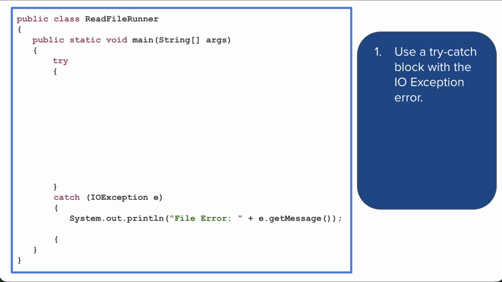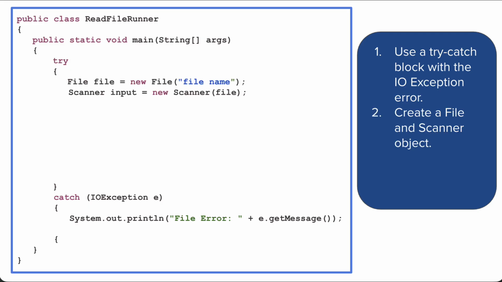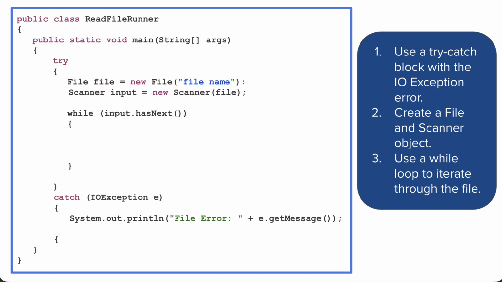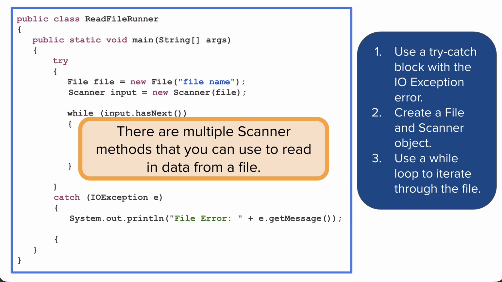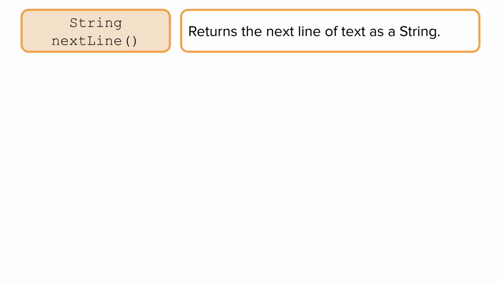You know that you can connect the participanta.txt file to the program by following these steps. First, use a try-catch block with the IO exception error. Then create a file and scanner object, and from there you can use a while loop to iterate through each line of the file. Something that you may not know yet is that there are multiple scanner methods that you can use to read in data from a file. The first method is already familiar to you.